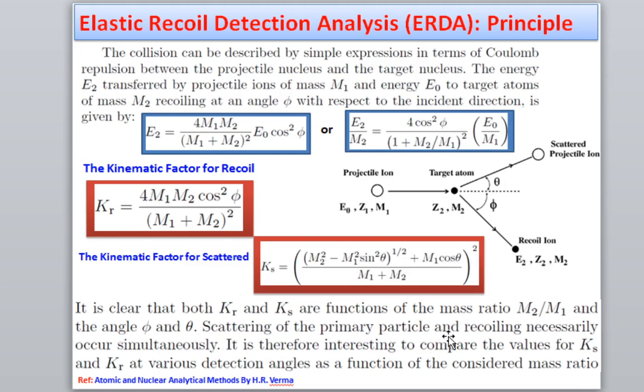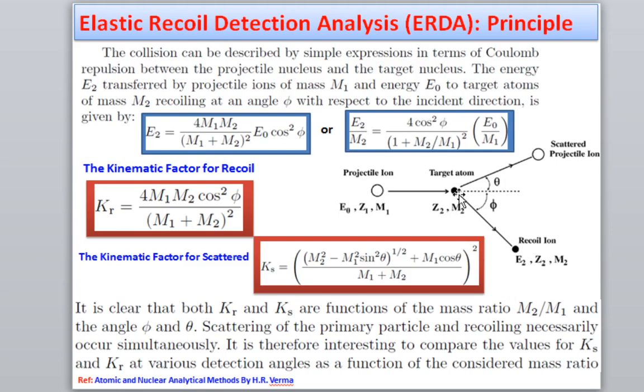Scattering of the primary particle and recoil necessarily occur symmetrically. It means if this projectile is falling on the sample, scattering will take place and the recoil will take place. If the scattered projectile is moving back into the direction of the incident direction, then that is known as back scattered. But it is not necessary that it is always back scattered. It can move into the forward direction also, but that is also scattered. But the recoil, what we are calling, if the target atom moves into the forward direction, that is recoil. That is the difference between the scattering and recoil.